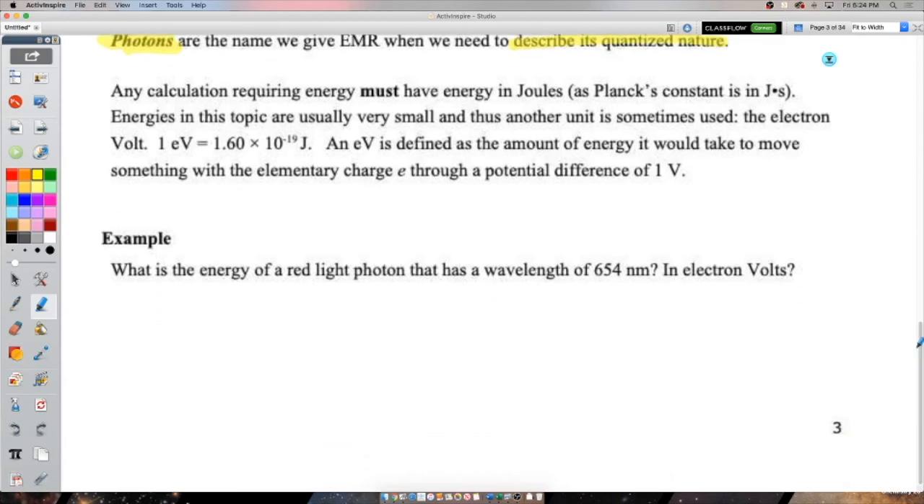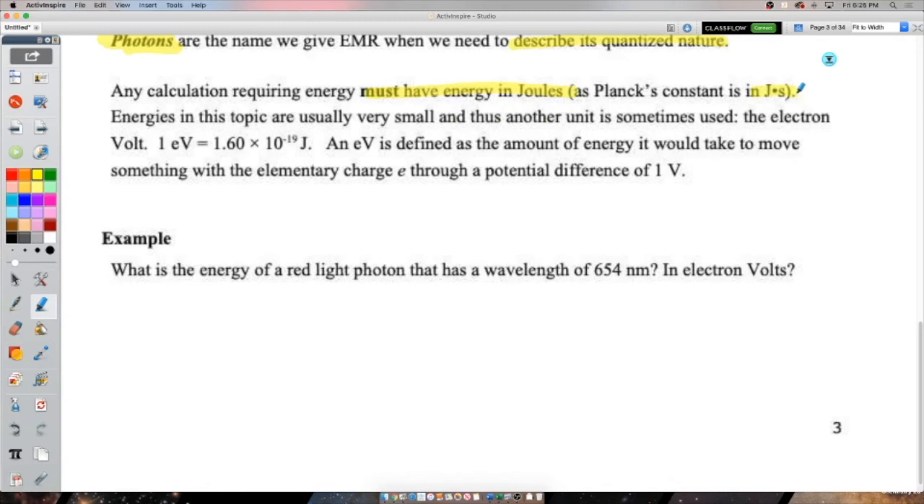All right. When you're calculating, you must use joules unless it's a very specific type of question where you've been very careful and checked and you can use this other unit. 9 times out of 10, you'll need to use joules. Why? Because Planck's constant is in joule seconds, not electron volt seconds.